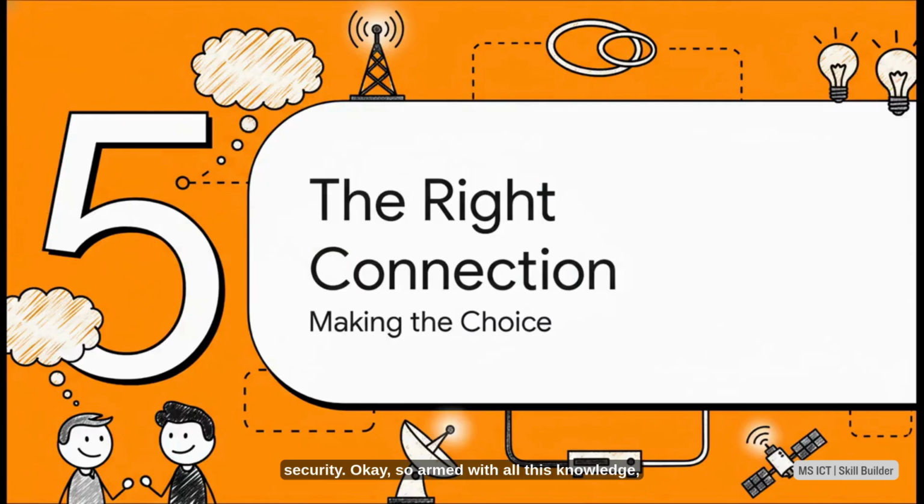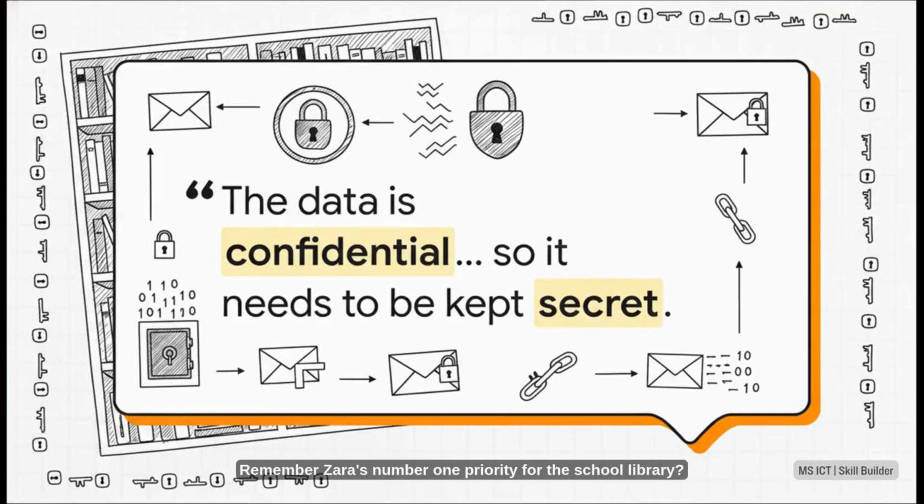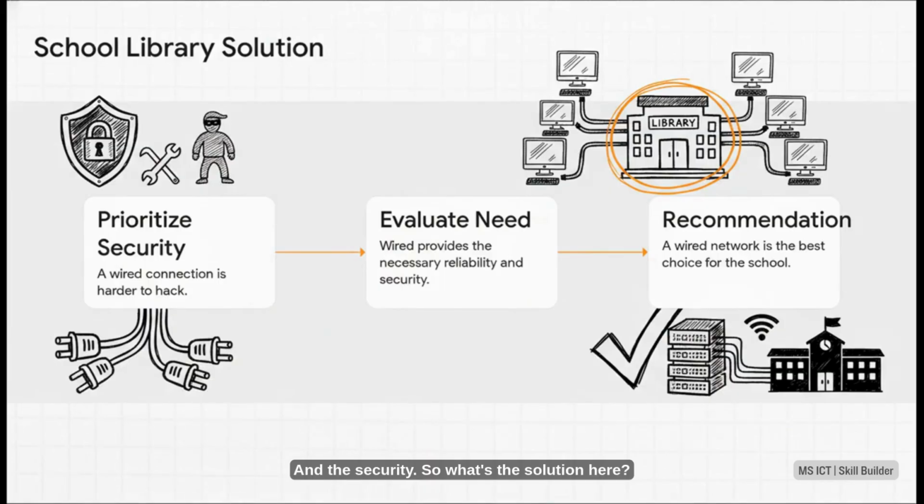Okay, so armed with all this knowledge, let's circle back to Zara and Marcus and finally solve their problems. Remember Zara's number one priority for the school library? Security. She is dealing with confidential student data, and it absolutely positively has to be kept secret. So, what's the solution here?